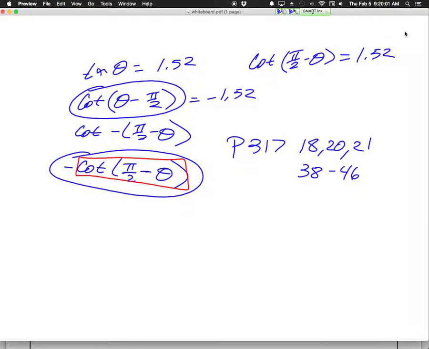Alright, page 317, 18, 20, 21, and then 38 to 46.